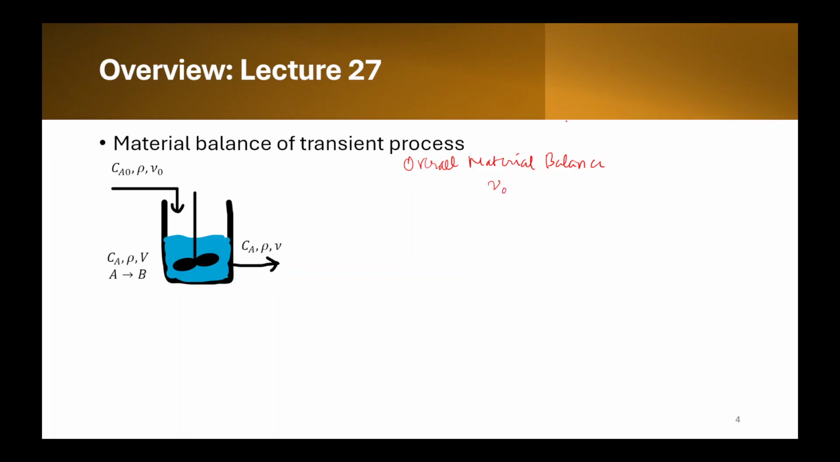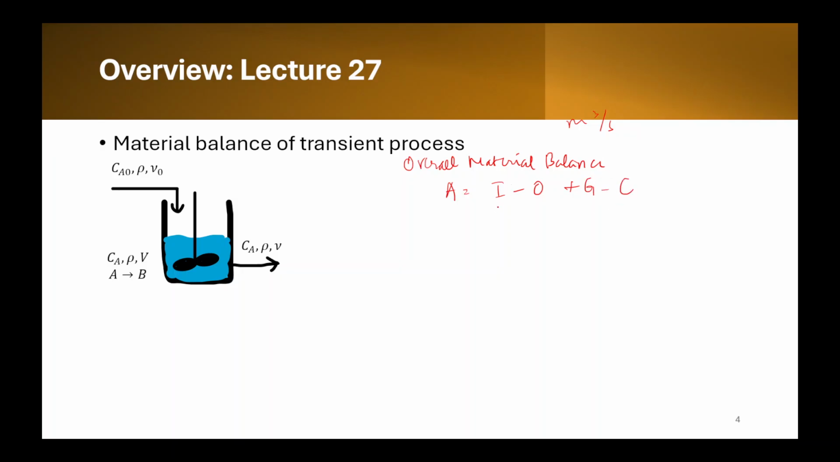But this nu naught will be in meter cube per second, or suppose liter per second. So this is volume per time. The unit is volume per time. We need to multiply it with density. So firstly I write the general material balance: A is equal to I minus O plus D minus C.